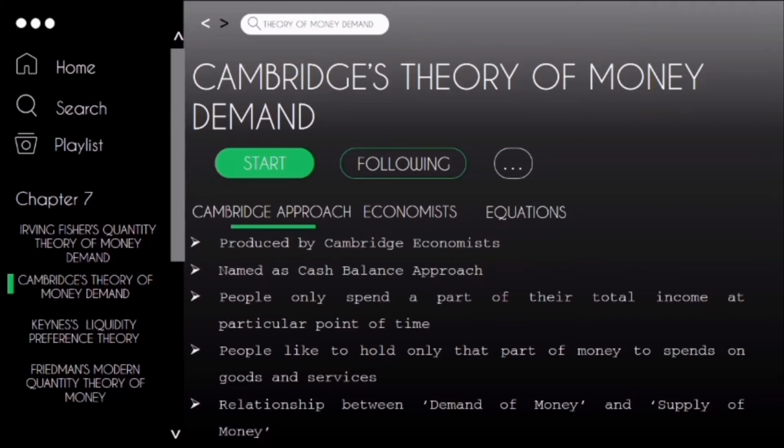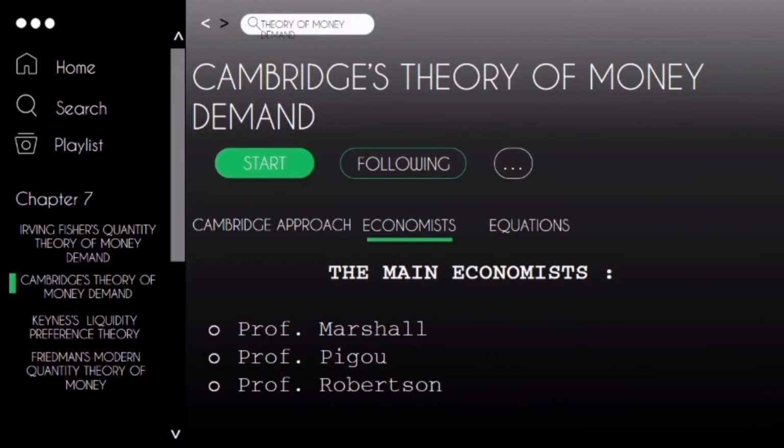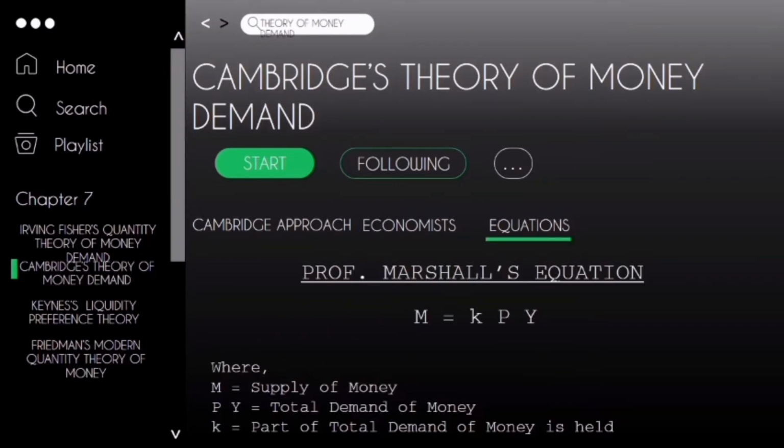Besides, the relationship between demand for money and supply of money was presented by the Cambridge economists in the form of an equation. As you can see here, there are three main Cambridge economists: Professor Marshall, Professor Pigou, and Professor Robertson. Professor Marshall and his followers use the following equation: M = KPY, where M is the supply of money, PY is the total demand for money, and K is the part of total demand that is held.